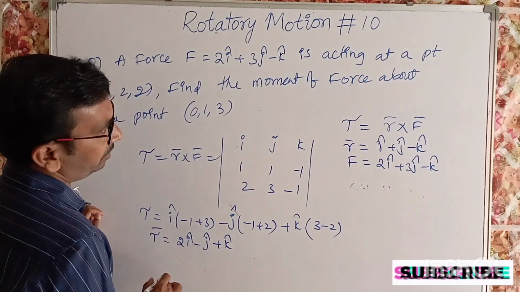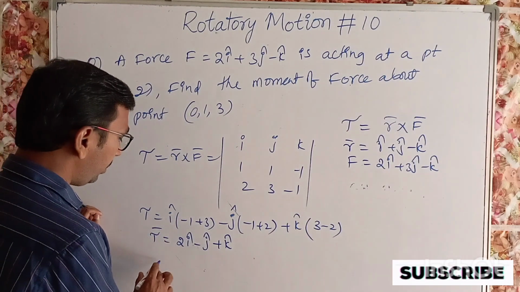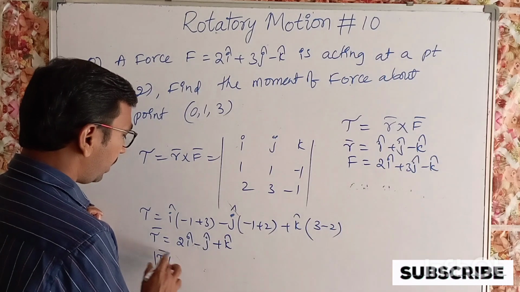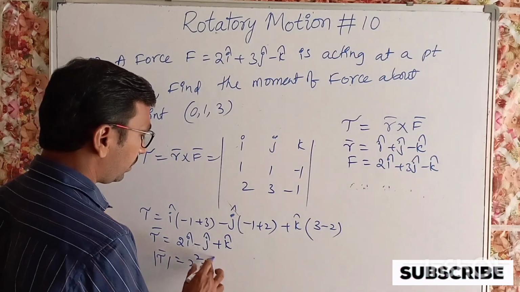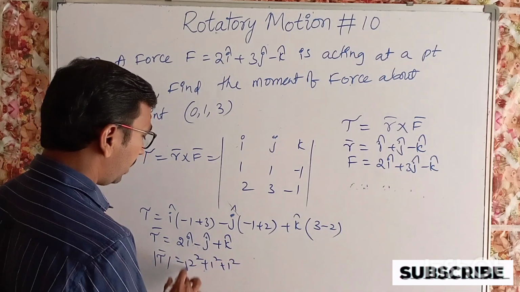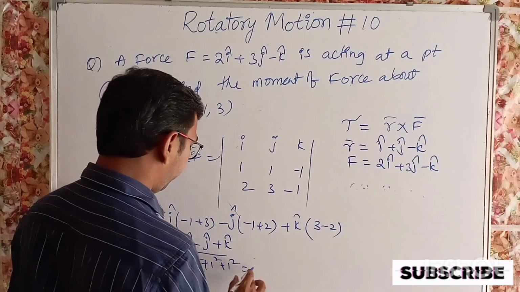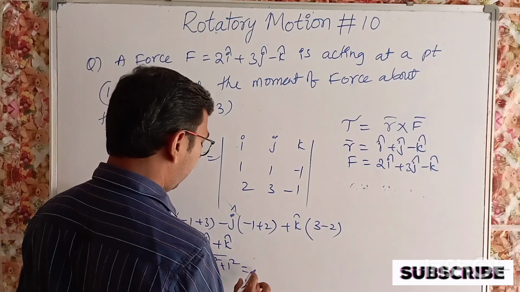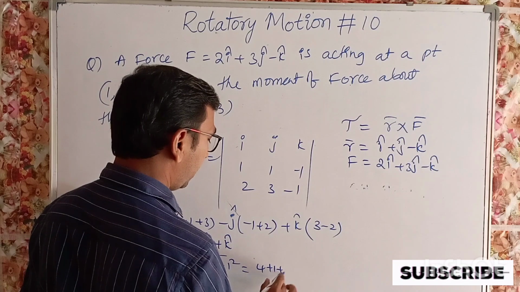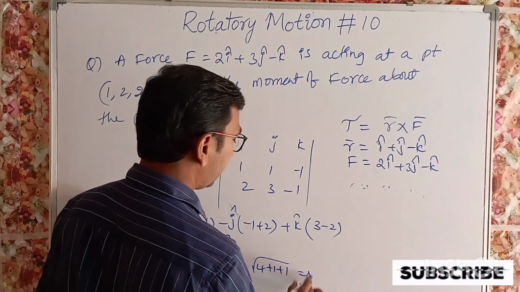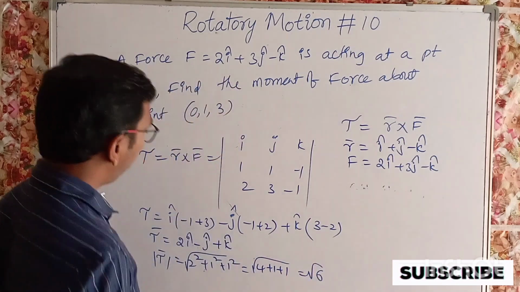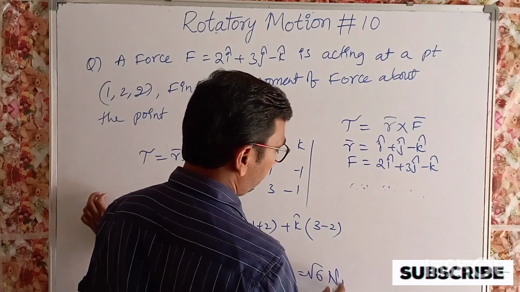Now to find the moment of force, you can find the magnitude. The magnitude of torque is equal to the square root of 2 squared plus 1 squared plus 1 squared. So 2 squared is 4, plus 1 plus 1, which means root 6 newton meter.